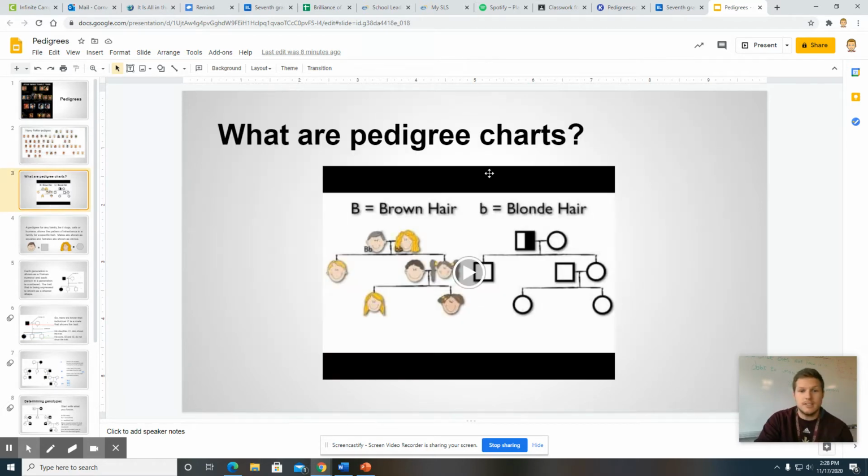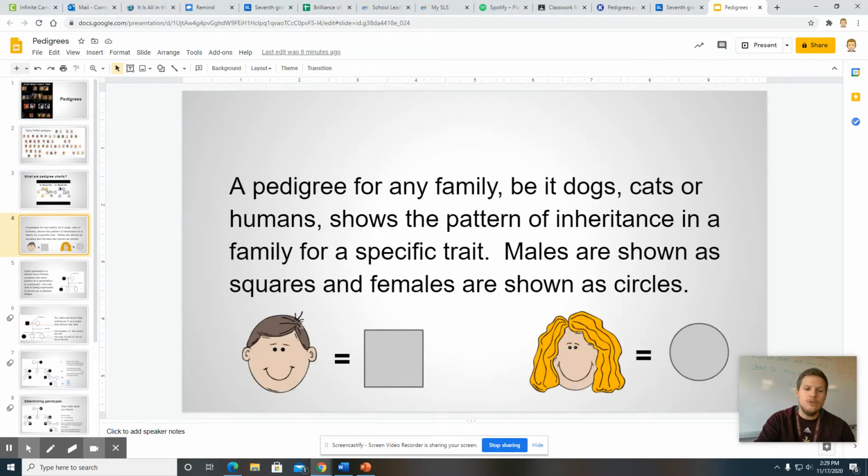Now, this is important for us to watch here. What are pedigree charts? You guys need to watch that yourself to give you further explanation, okay? Now, for any family, usually males are shown in squares and females are shown in circles, whether it be dogs, cats, humans, whatever. To show the pattern of inheritance, which is traits being passed down through different generations, males are shown as squares and females are shown as circles.